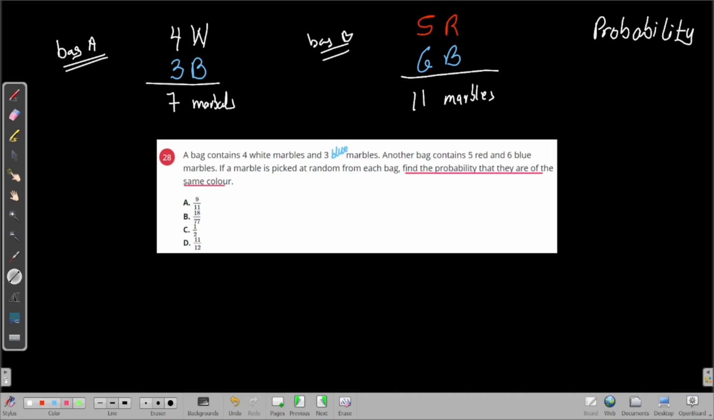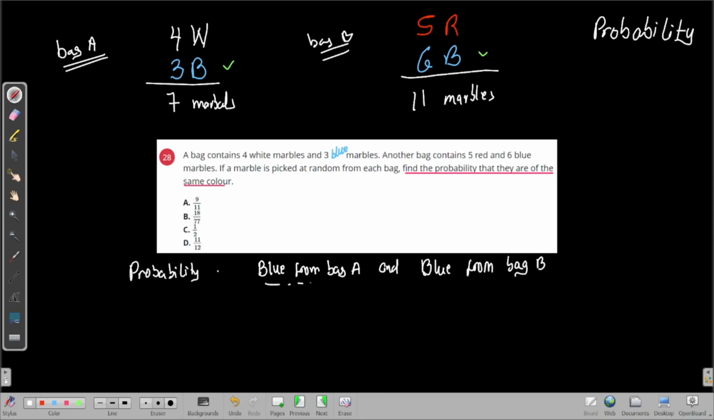So how is it possible to choose the same color from bag A and bag B? Well, they only have one color in common, and that's blue. So it means that we want to find the probability that in bag A we choose a blue marble, and we choose a blue marble from bag B. Okay, that's what we want to find: the probability that we chose blue from bag A and blue from bag B.